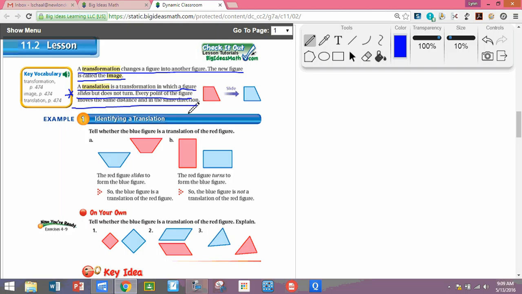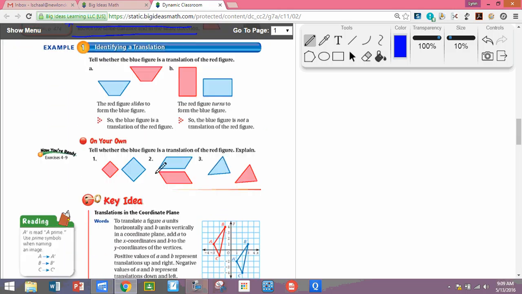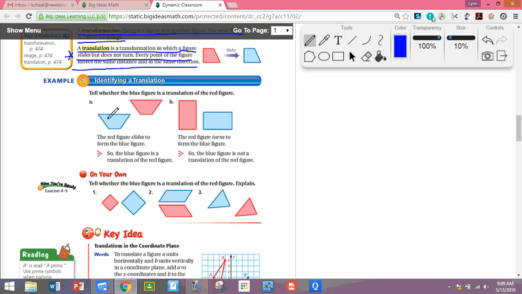So it's not going to flip, it's not going to get larger or smaller, it's not going to rotate. It's just going to be the same exact direction, same exact shape, just moved either to the right, to the left, to the right and up, to the right and down, to the left and up, to the left and down. That is what a translation is, okay? Or you may have called it a slide in 6th grade, but the correct term is translation.